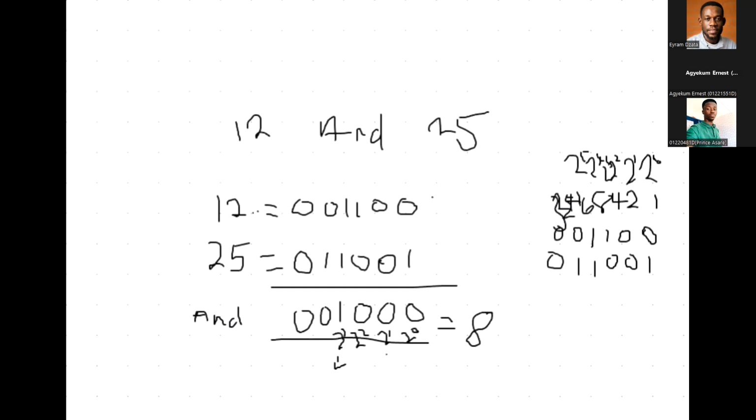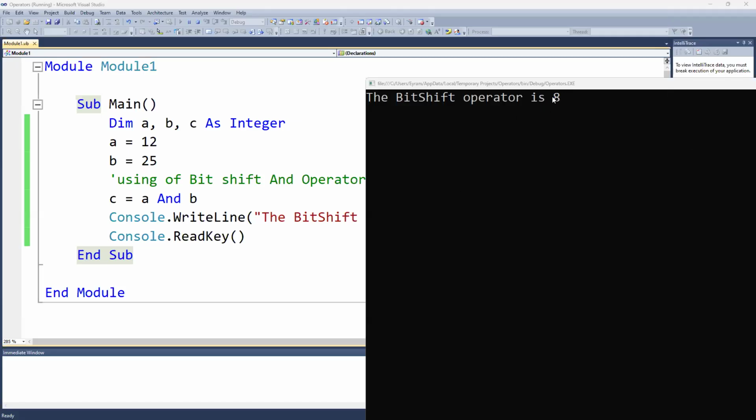Are we all here? Yes, sir. Okay. So that's how come we are getting our answer here as 8. Because it's not just doing 12 plus 25, but it's using the bit shift operator where it will convert the values to binary, perform the operation on it, and then give you the binary equivalent of that answer. Okay. All right.